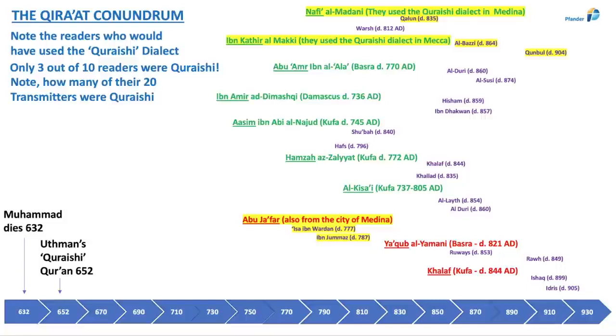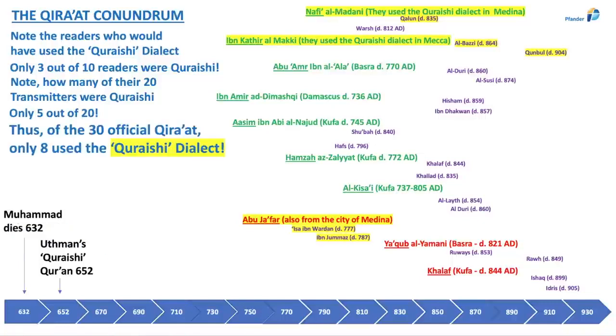Are you following? That means 15 of them were not Qurayshi. And 5 out of 20, which means of the 30 official qira'at, only 8 use the Qurayshi dialect. Only 8, and those are the ones that I have in yellow. There you can see, I've highlighted them so you can see them.